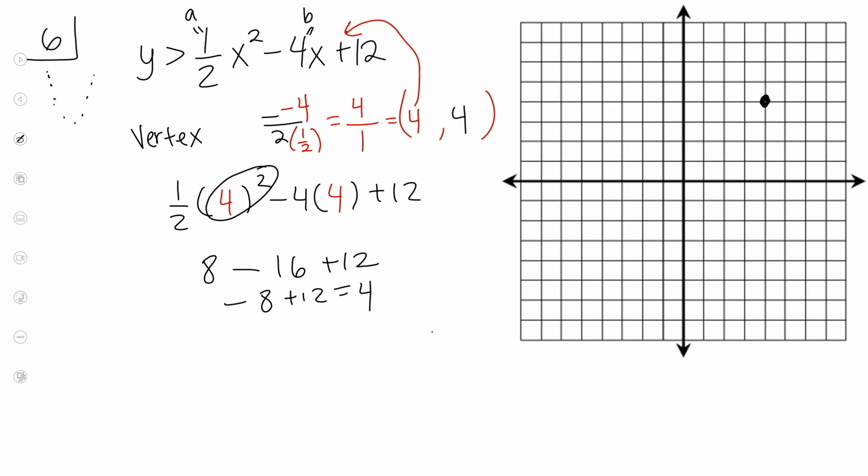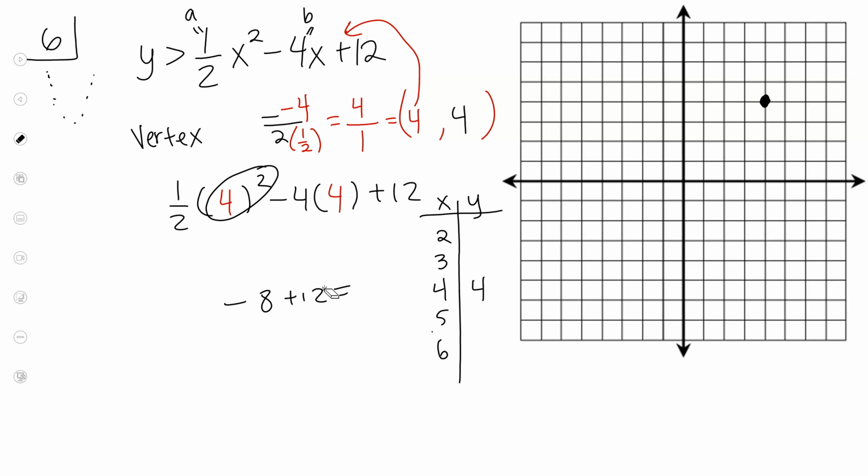Now let's find some more points to put on the graph. So I'm going to make a table here. I'm going to put the vertex at the center. So 4, 4 was my vertex. Let's go around it. Let's figure out 3, 2, 5, and 6. So let's put these numbers into our quadratic equation and see what the y values are.